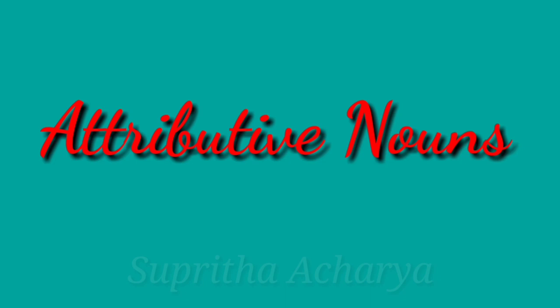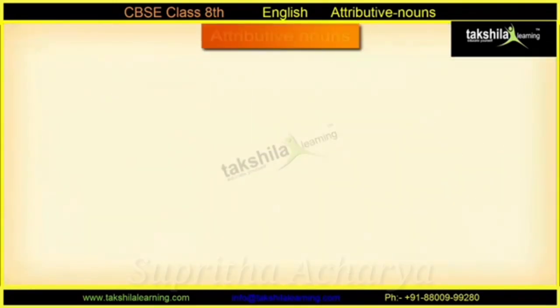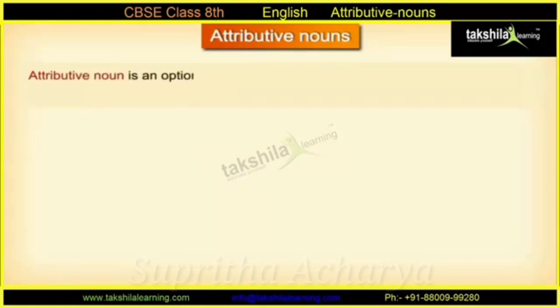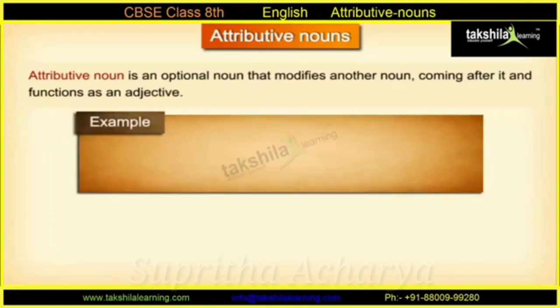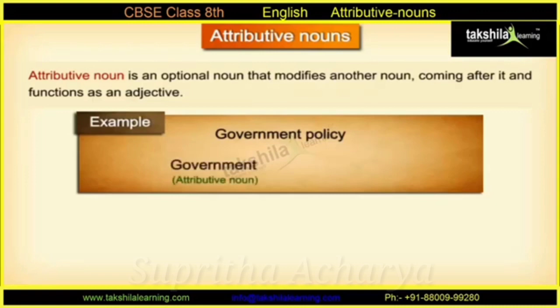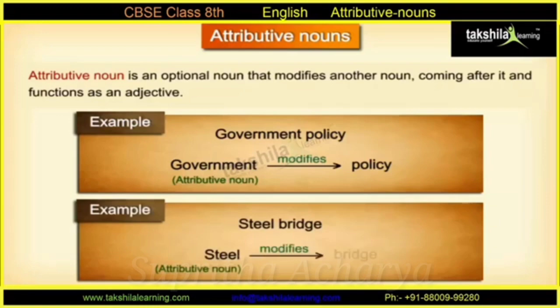So let us watch one video. You may understand what is attributive nouns. In this module, let us learn about the attributive noun. Attributive noun is an optional noun that modifies another noun coming after it and functions as an adjective. For example, in the phrase government policy, the attributive noun government modifies the noun policy. For example, in the phrase steel bridge, the attributive noun steel modifies the noun bridge.